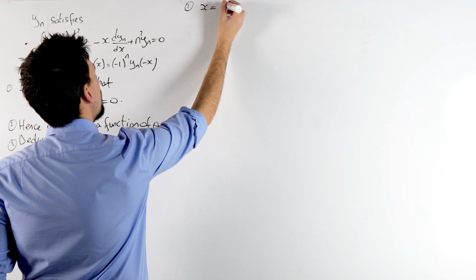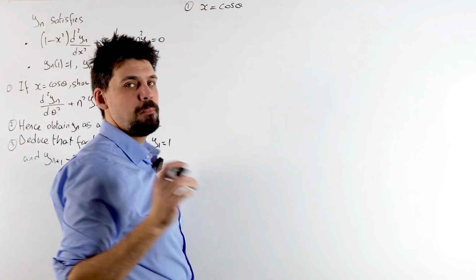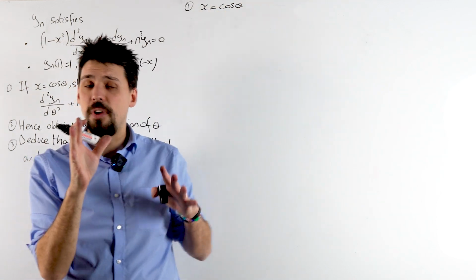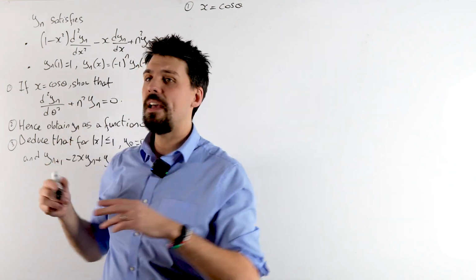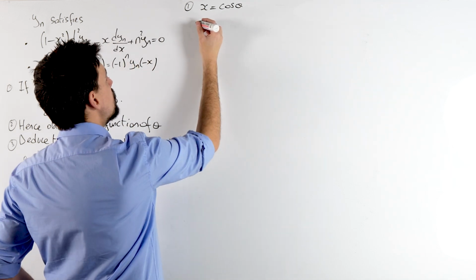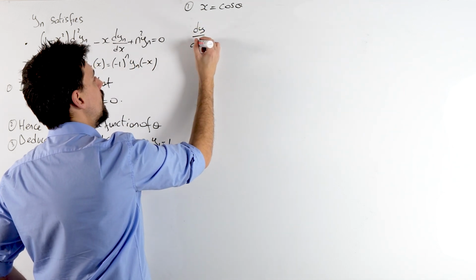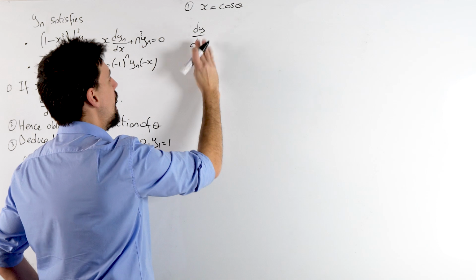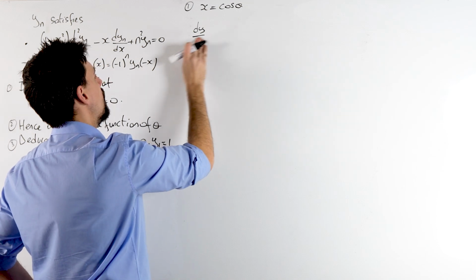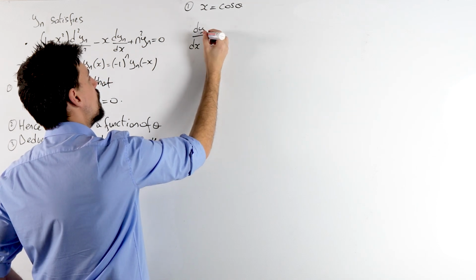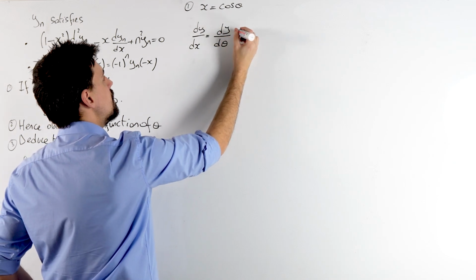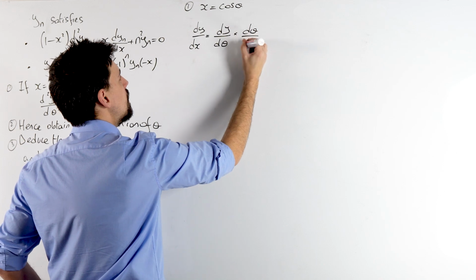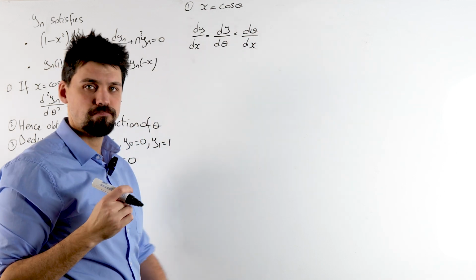Okay, x is cos theta. Whenever you want to make a change of variable like this, really what you want to do is go from dy dx to dy d theta. So let's start at dy dx. Get this the correct way around. Well, we're just going to use the chain rule. That is dy d theta times d theta by dx.